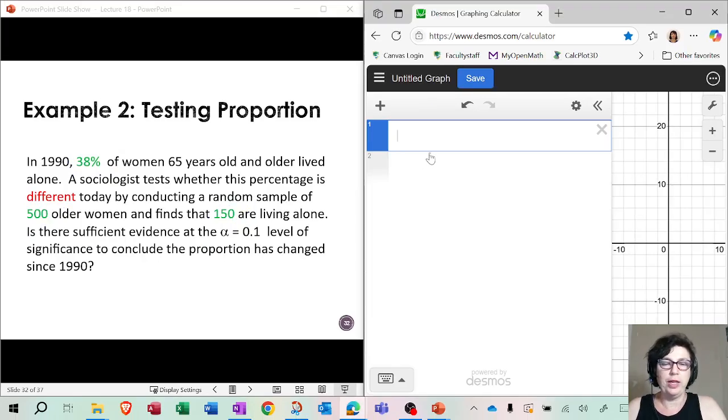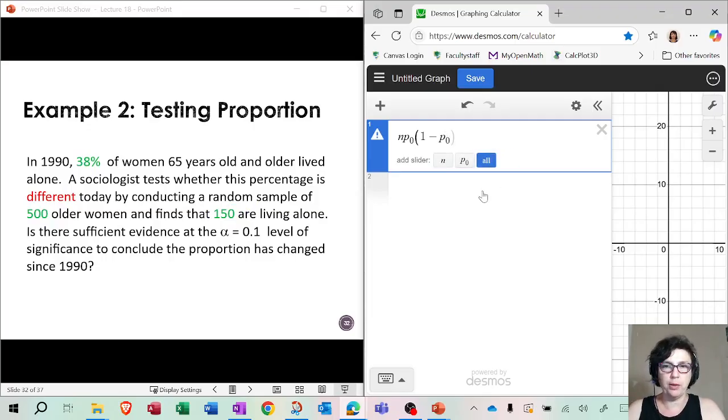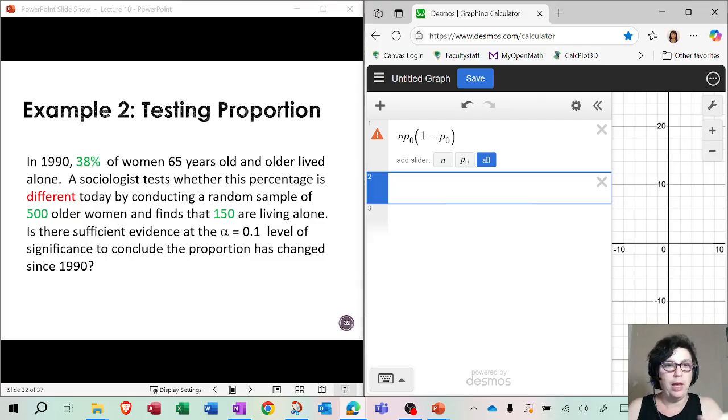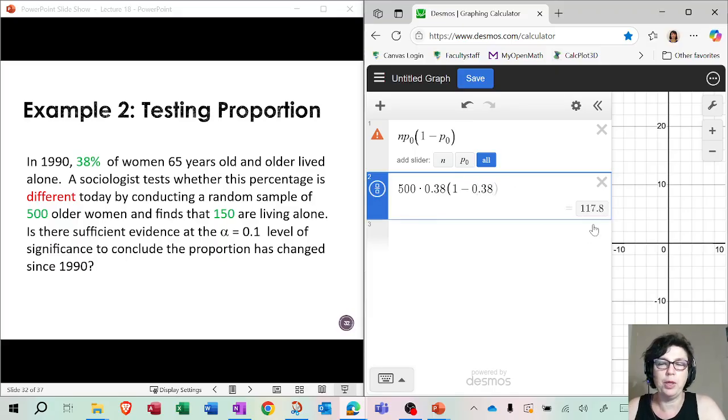With that said, let's check assumptions. Again, np0 and n times (1 minus p0) should be greater than or equal to 10. Let's compute that. What's n? n is 500. P0 is 38, but do not use 38. Convert that to a decimal. That's 0.38, and 1 minus 0.38. This number is obviously larger than 10, so assumptions are satisfied. We are good to go.